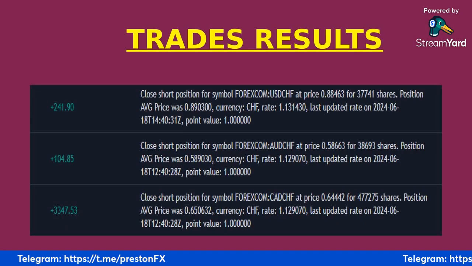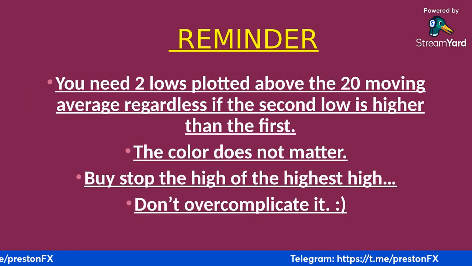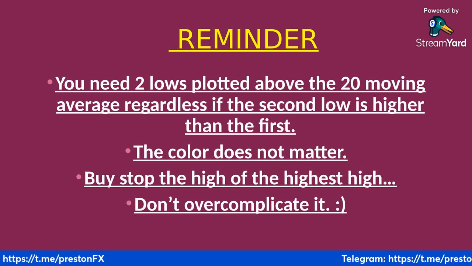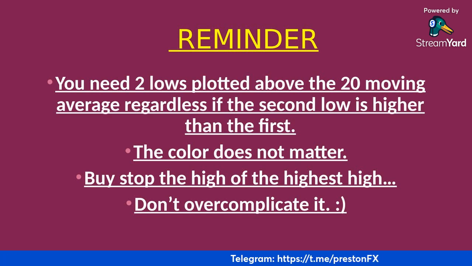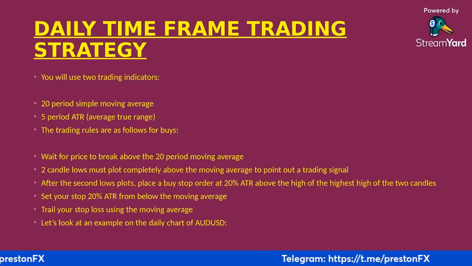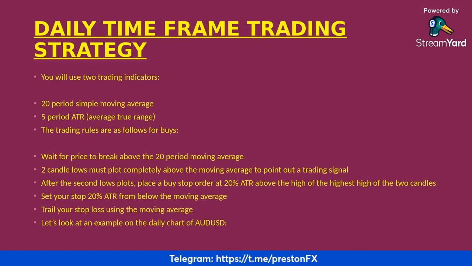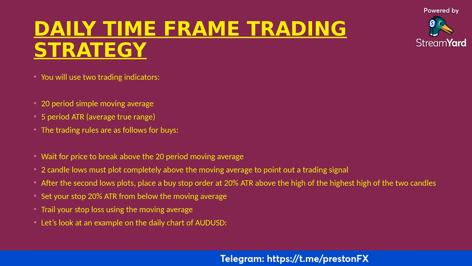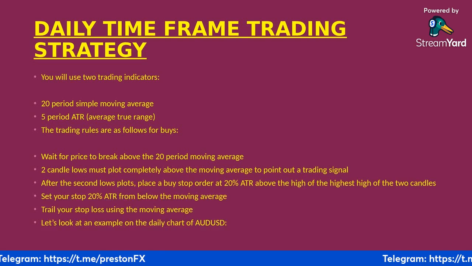All right. This, again, is my trading results. Reminder again: you need 2 lows plotted above the 20 moving average, regardless if the second low is higher than the first. Other than that, I hope you guys have enjoyed this trading strategy. This is what I use. Again, I got this from NetPicks, and I backtested it, and this has been the one that worked for me. Reason being, like I said, I tried to trade everything from the 1 minute time frame up to the 4 hour time frame, and just haven't had the same results as I do with the daily time frame.